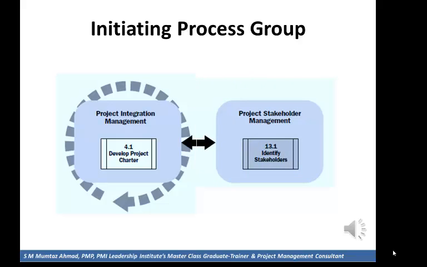This image has been taken from PMBOK 5th edition. There are two processes in the initiation process group. Develop project charter from integration management and identify stakeholders from project stakeholder management. The dash circular arrow indicates that the process is part of project integration management knowledge area. This knowledge area coordinates and unifies the processes from other knowledge areas.